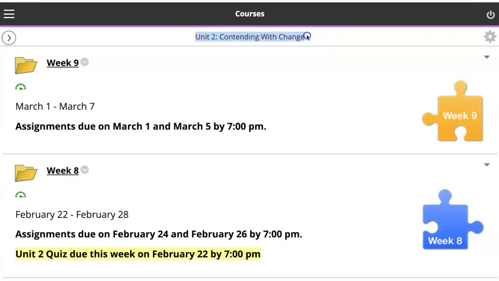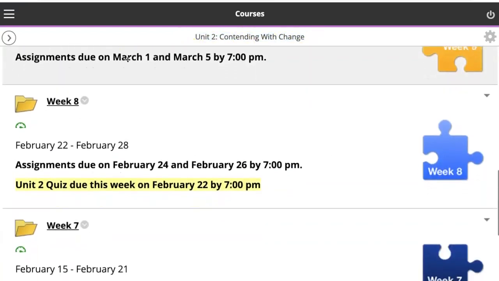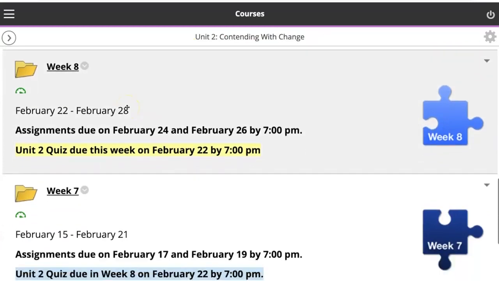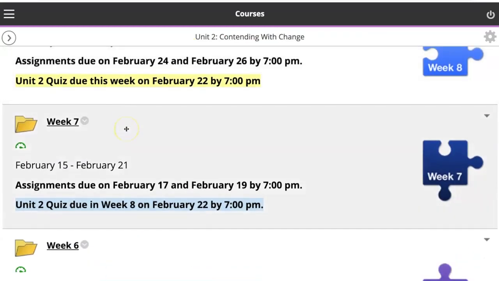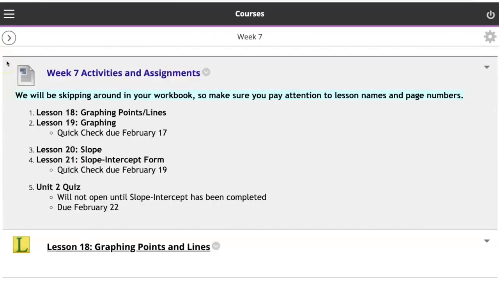Within the unit folders, I have set the weekly folders to release so that the current week appears at the top of the screen instead of being added to the bottom of a list. This keeps students from having to scroll too far to locate the resources they need. Within each weekly folder is a basic activities and assignments list with due dates that students can use as a checklist.